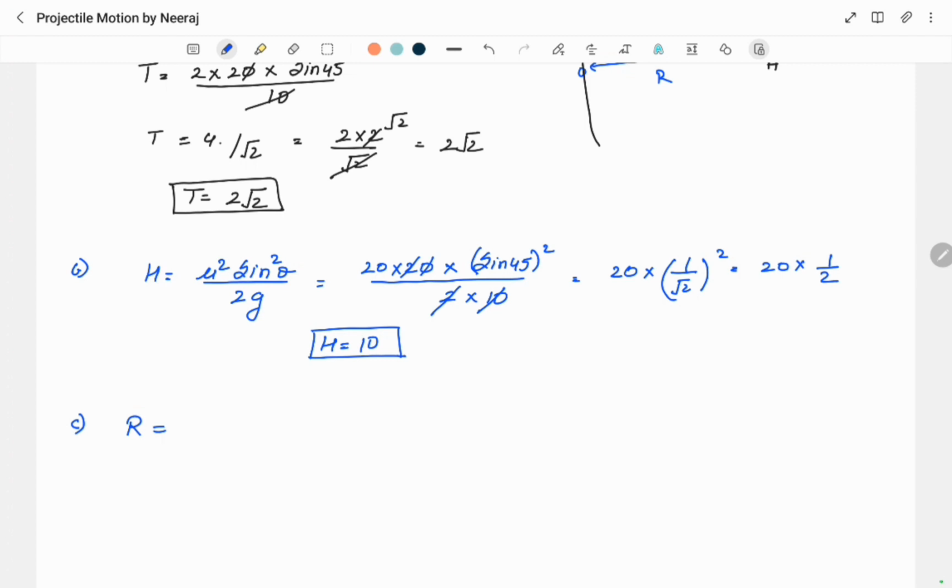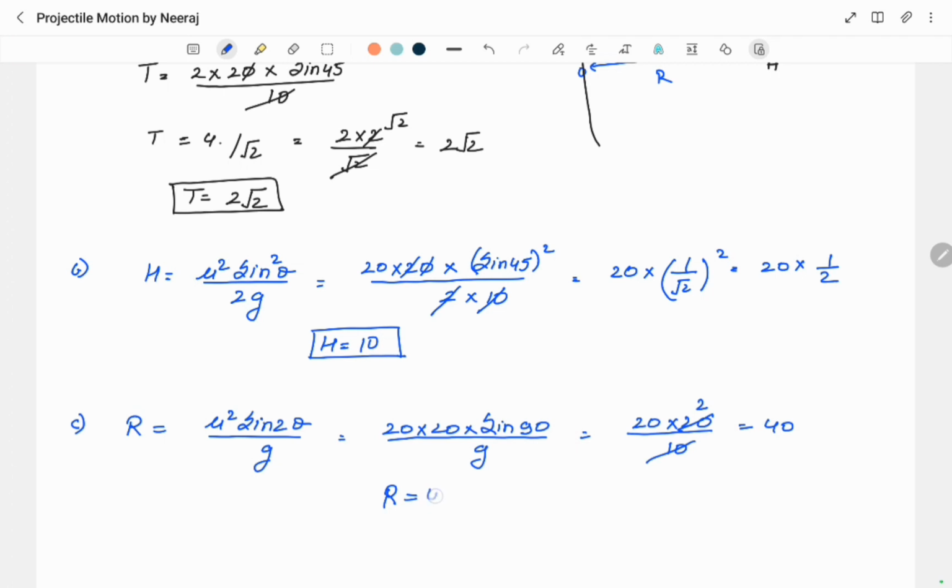Okay. What is the formula for the range? Range is given by u square sine 2 theta divided by g. Now put the values. U square means 20 multiplied by 20, sine of 2 theta. Theta is 45, so 2 theta is 90, divided by g. This equals 20 multiplied by 20, sine 90 is 1, and g is 10. This is going to be 40. The range we have got in this case is 40.